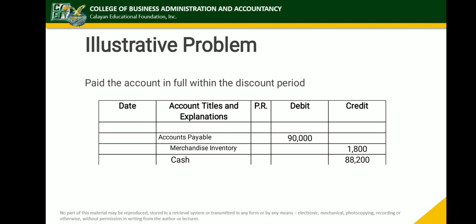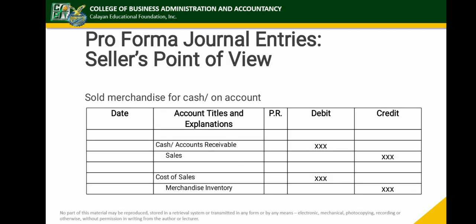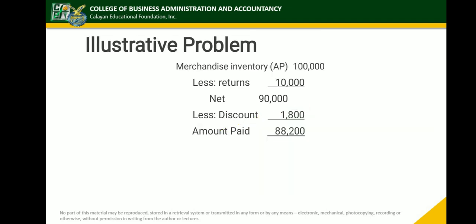Okay? So, ito yung solution niya. So, yan. 100,000, less returns, less discount. So, yan yung amount paid or cash na i-credit. Okay? So, paghiwalayin ko lang muna ulit yung discussion natin kay buyer and kay seller. So, that's it for this presentation. Maiksi lang siya. 12-minute presentation lang. So, take a break and then isunod na kaagad si Perpetual Inventory System at the point of view of the seller.